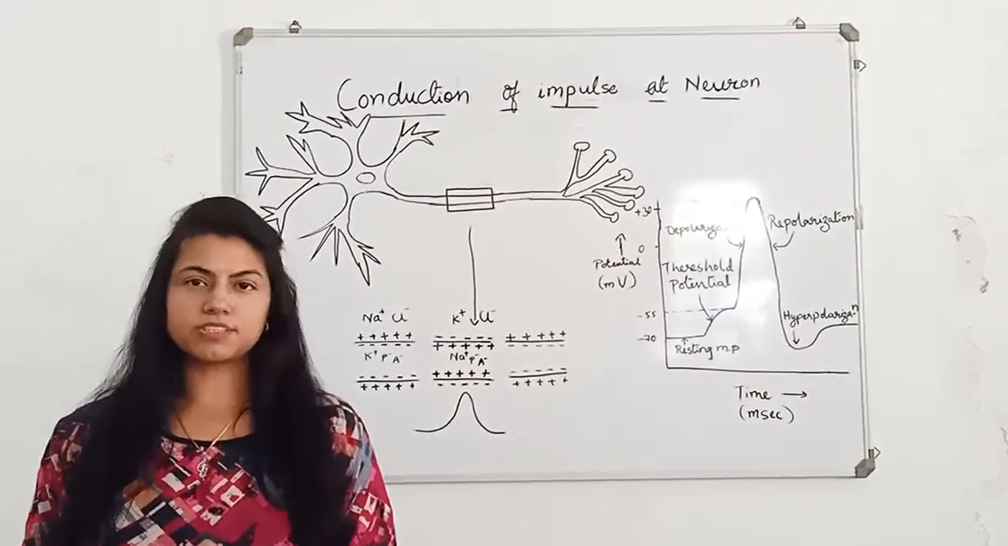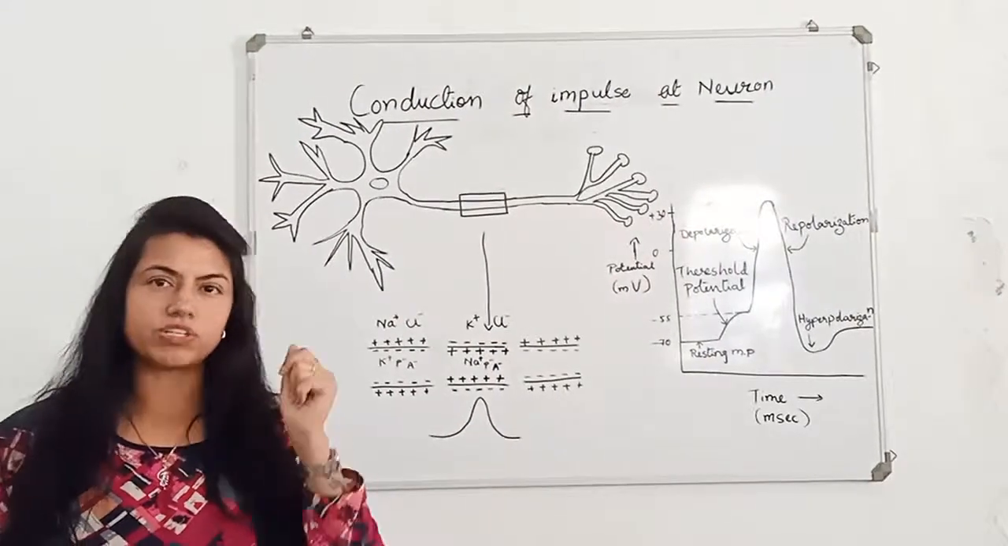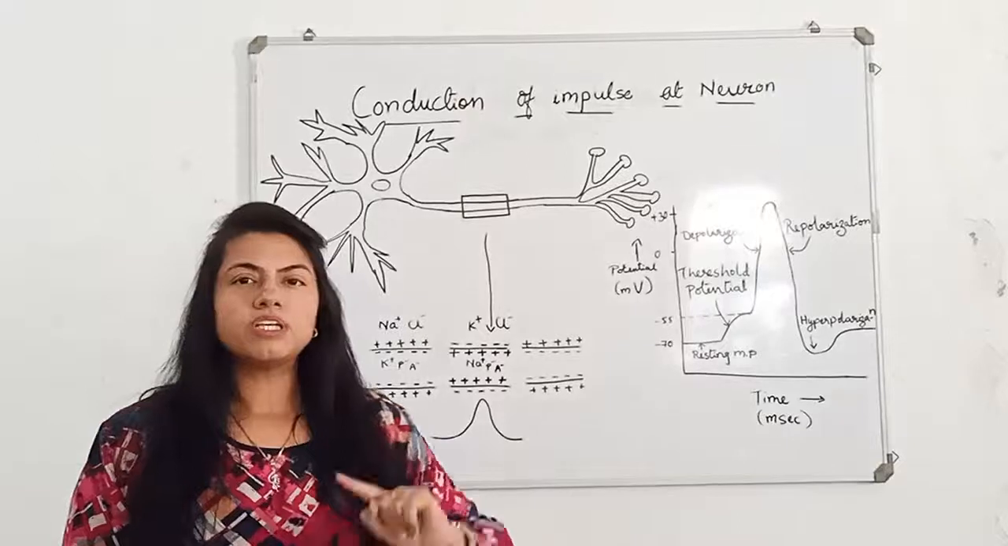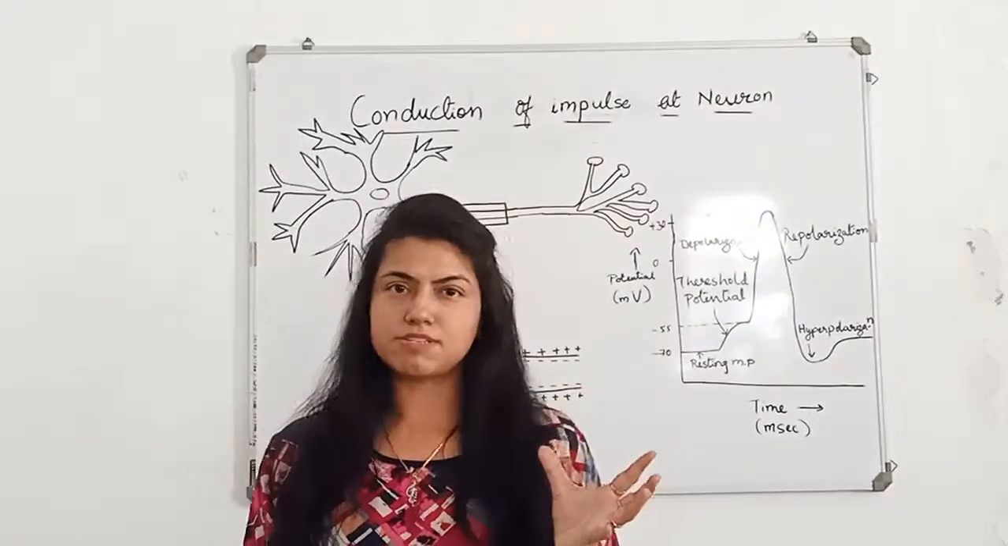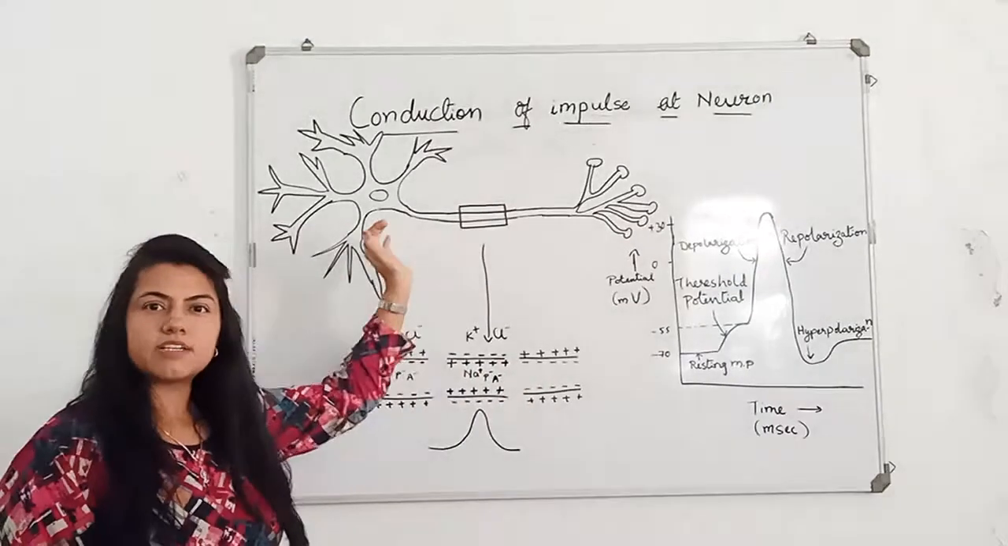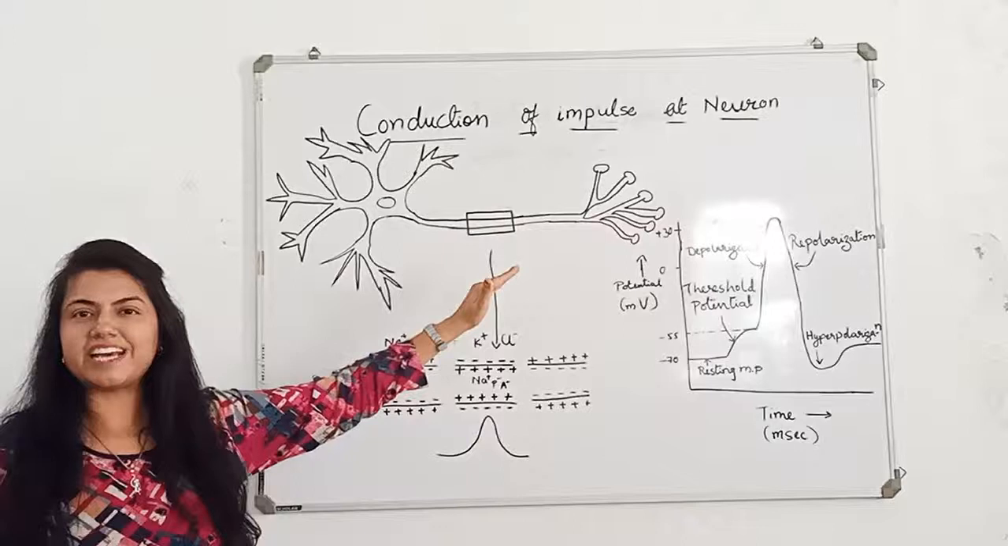I am going to discuss the topic that is conduction of nerve impulse. First of all, what is a neuron? Neuron is the structural and functional unit of the nervous system. It is composed of dendrite, cell body and axon.